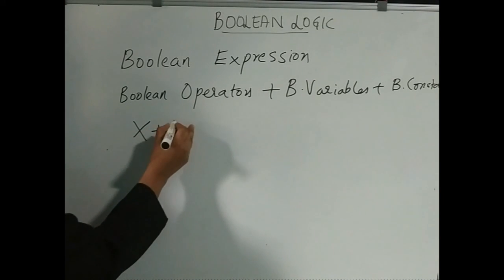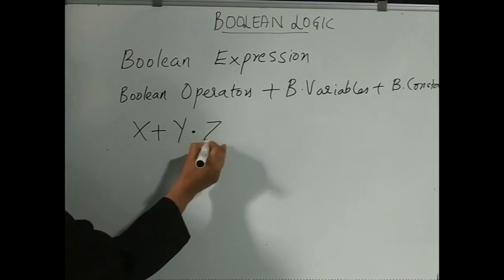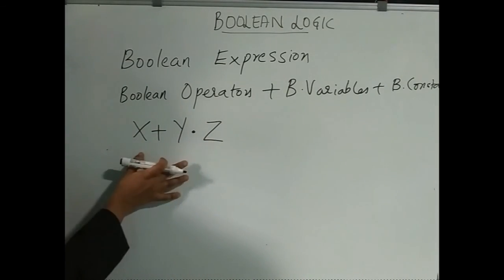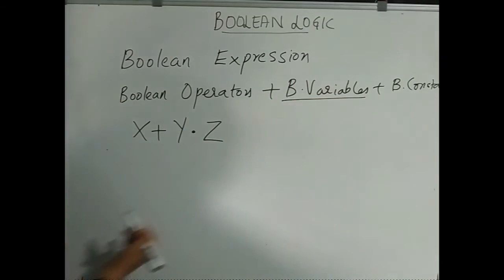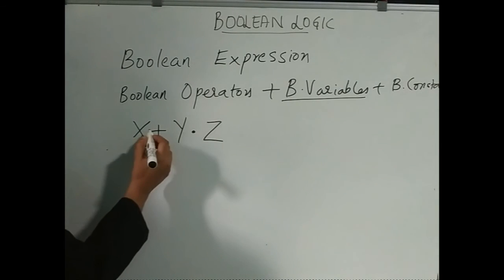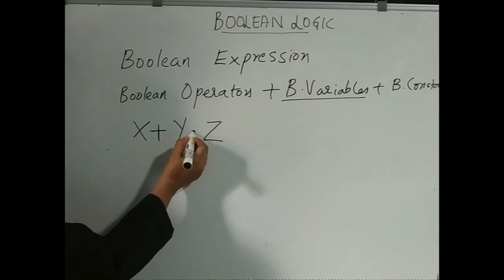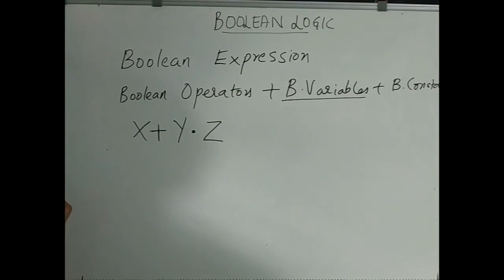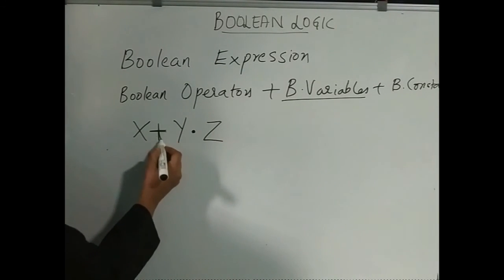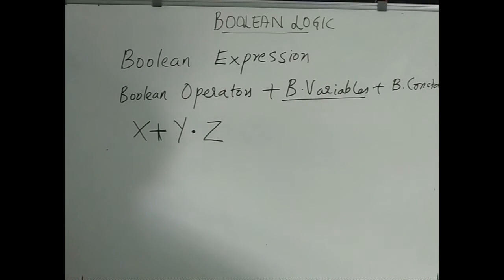X plus y dot z. So what are these x, y, and z? They are Boolean variables. And what is this plus and dot? They are Boolean operators, which will be discussed in the coming session. So this plus and dot are Boolean operators.